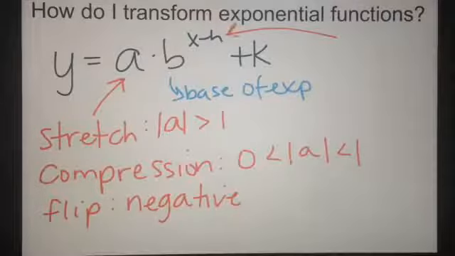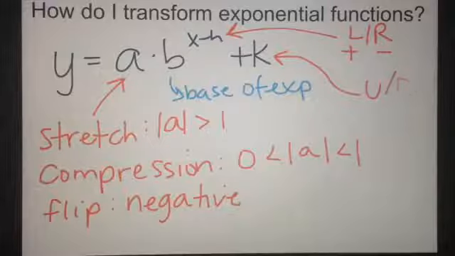This number right here, just like normal, is left and right. Positive values show you left, negative values are right. And then here we have up and down. Positive values go up, negative values go down.